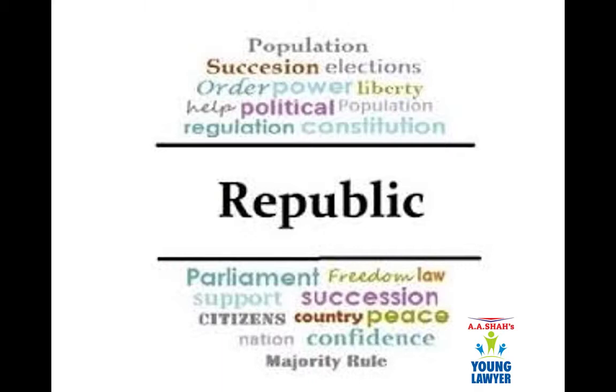So we have an elected head in terms of the prime minister, and an elected head in terms of the president. So we have two kinds of heads. We have a real head and we have a nominal head. The nominal head is the president and the real head is the prime minister.